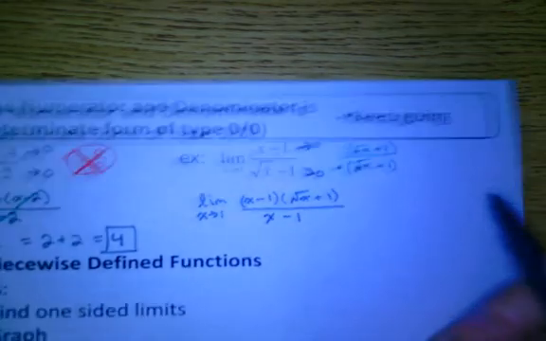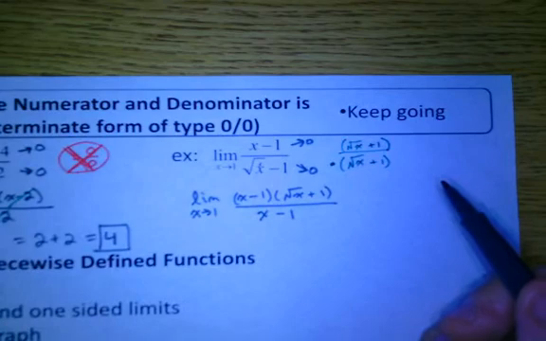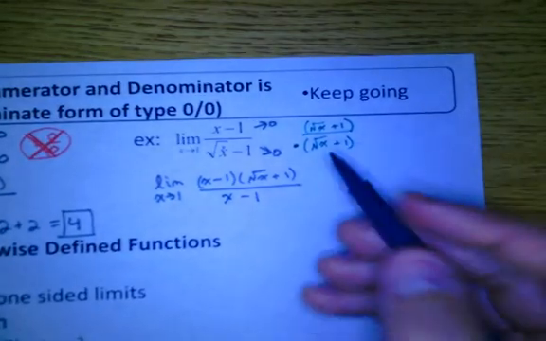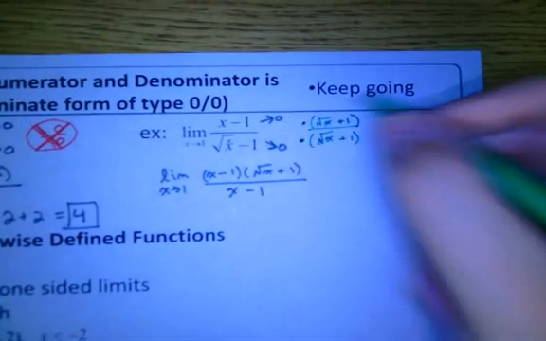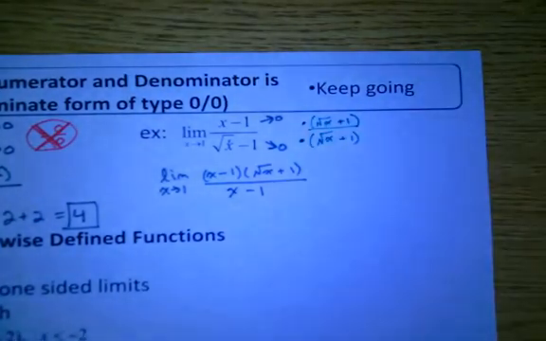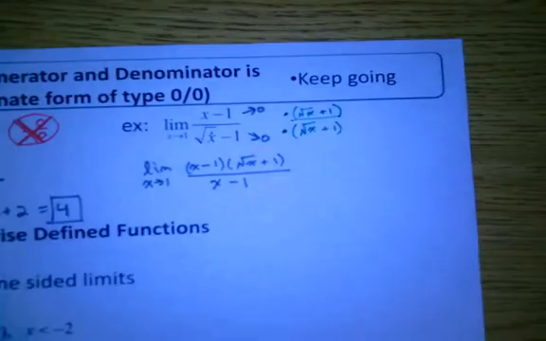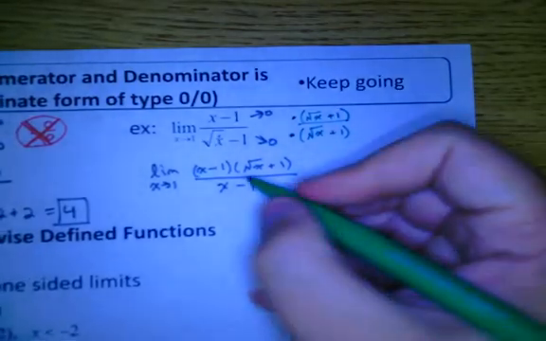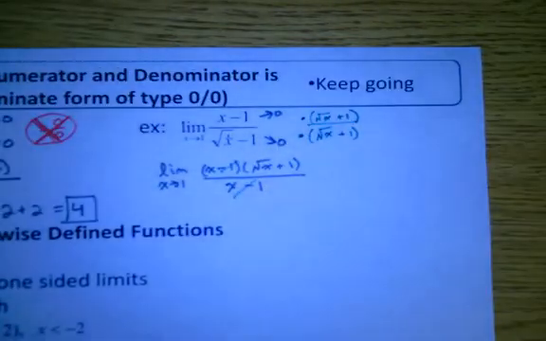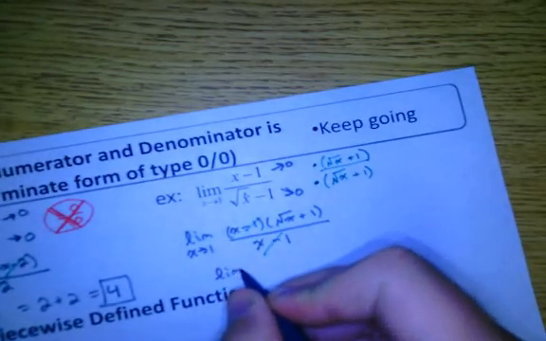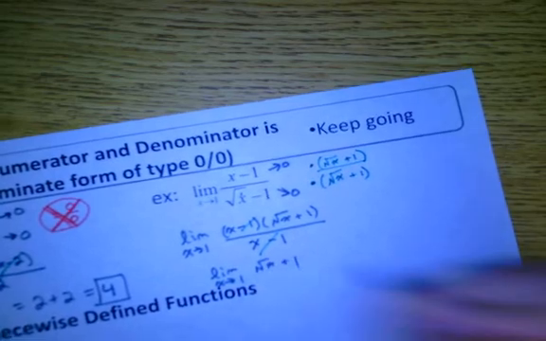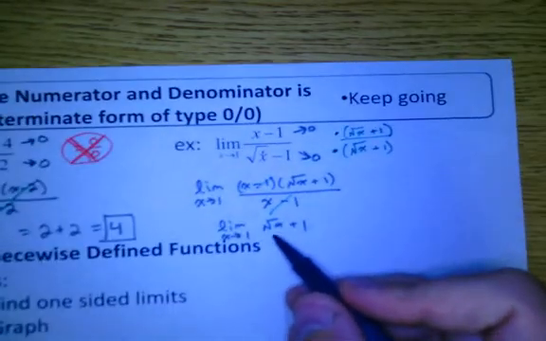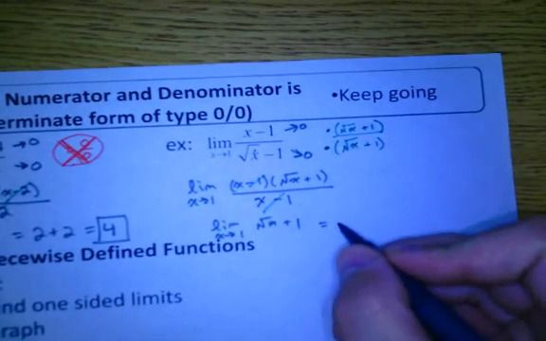So what's really nice with this is, after I multiplied that little green part, I'll put the times sign there, I'm going to get something to cancel. The x minus 1s are going to cancel. And now I just have the limit as x approaches 1 of root x plus 1, which means I'm now ready to plug in that 1 value. So when I do that, I'm going to get 1 plus 1, which is 2.